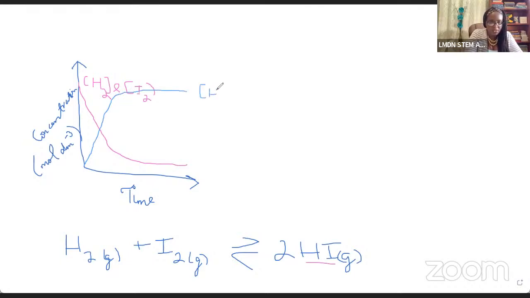And so the concentration of our hydrogen iodide rises as the concentration of our reactants falls. And now in this region here, let me use purple, in this region here, equilibrium is reached. Does that make sense?